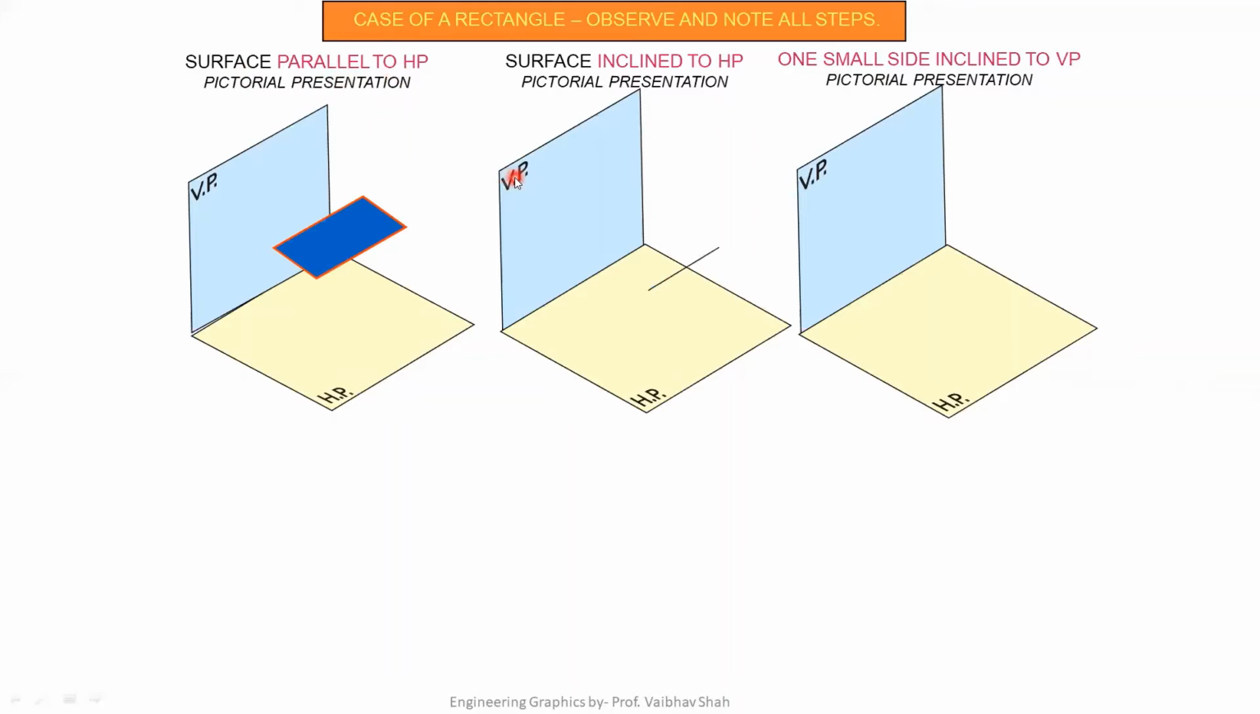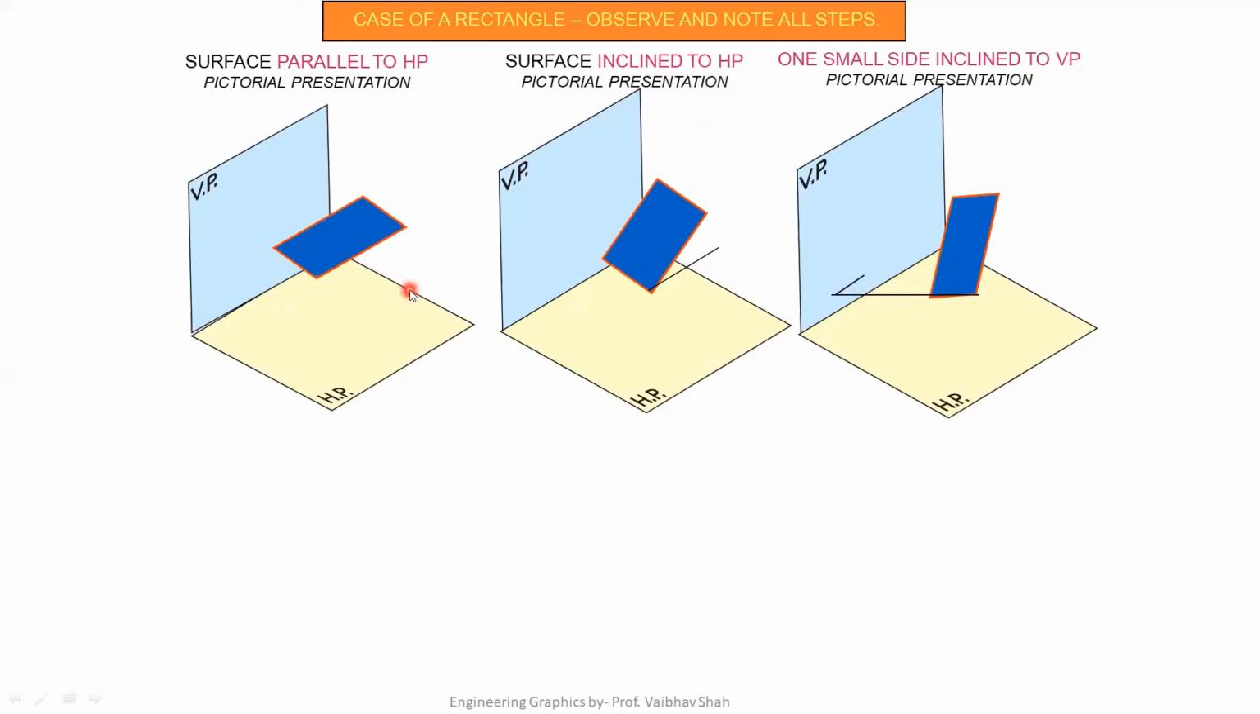In the second case, we'll be inclining this surface of rectangle with respect to HP. As you can see, there is one line which is parallel to HP. This is nothing but the reference line which is parallel to HP. We have made this inclination with HP at a certain angle theta. So our rectangle is now inclined at angle theta with HP. In the third case, we'll be inclining any small side to VP. We have to select any smaller side of the rectangle, and make this side inclined with VP at a certain angle phi.